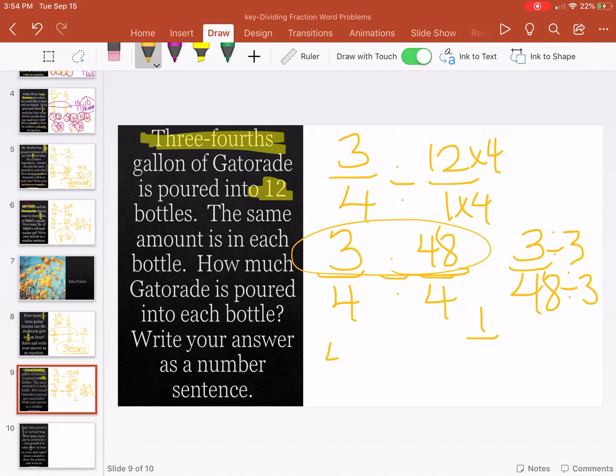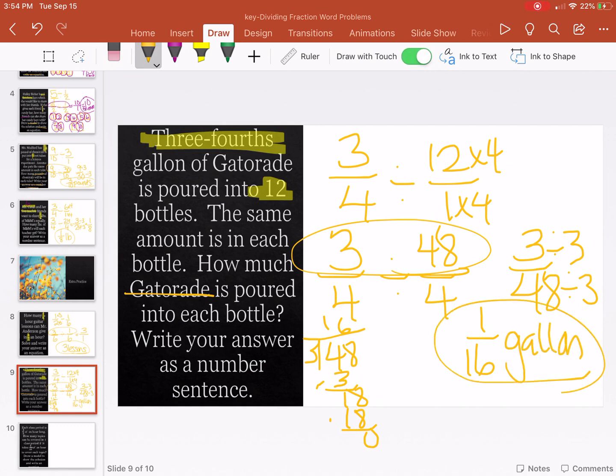If you're not sure on the 48, let's divide it out. It goes into 18 6 times. So our answer is 1/16. Oh, no, not Gatorade. That doesn't make sense. Of a 1/16 gallon. How much Gatorade is poured into each bottle? 1/16 of a gallon.